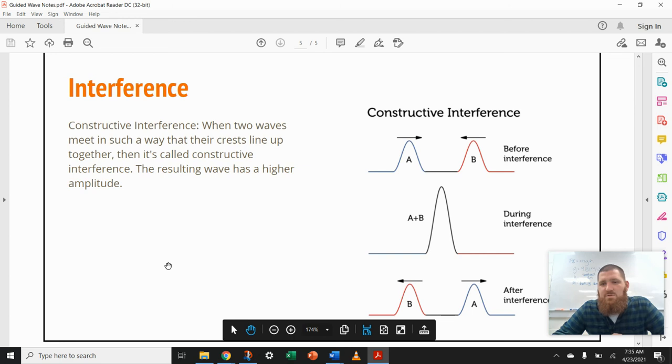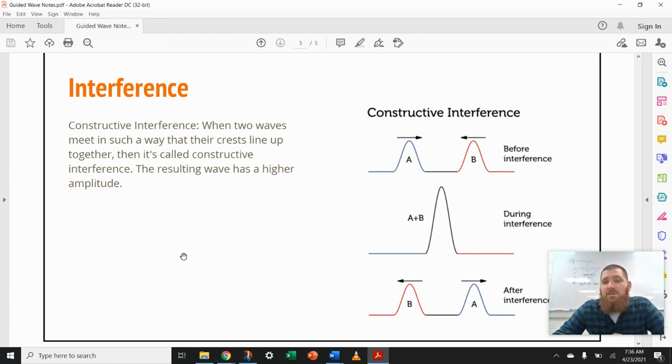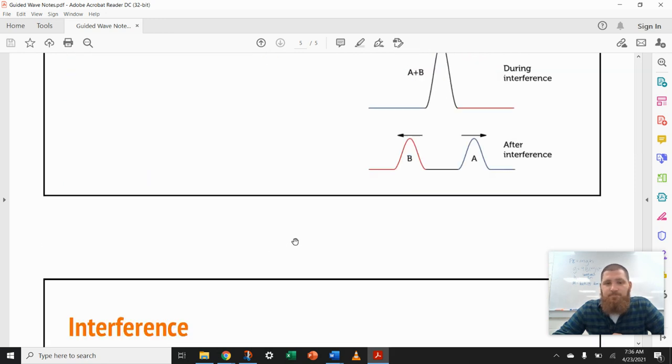This is something you can demonstrate with a jump rope. Have you and a friend on either end. Each of you oscillate the jump rope at the same time, and you'll be able to view this, where you get one giant bump on the jump rope before it continues moving on.